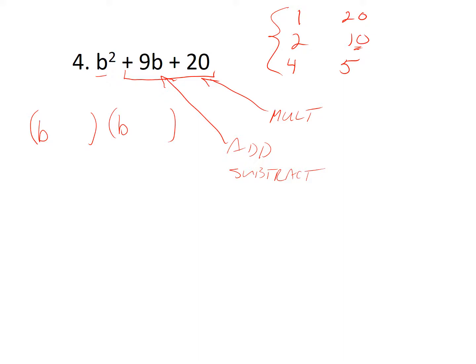If I multiply them, I get 20, which is what I want. But there's no way I can add or subtract 1 and 20 and get the 9. So those can't be the factors that we want. 2 and 10, similar. 2 times 10 is 20, but 10 plus 2 gives me 12, and 10 minus 2 gives me 8. So that's not going to give me the 9 that I want.